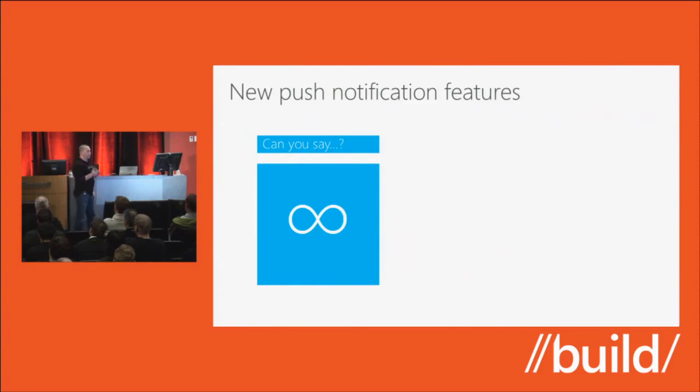So what are those things? First of all, no more endpoint limit. We understand it's uncomfortable to know that there's a chance that your app wouldn't be able to use push, so we got rid of it. Now, there is no limit to the number of apps on the phone that can use push notifications. It's as many apps as possible.